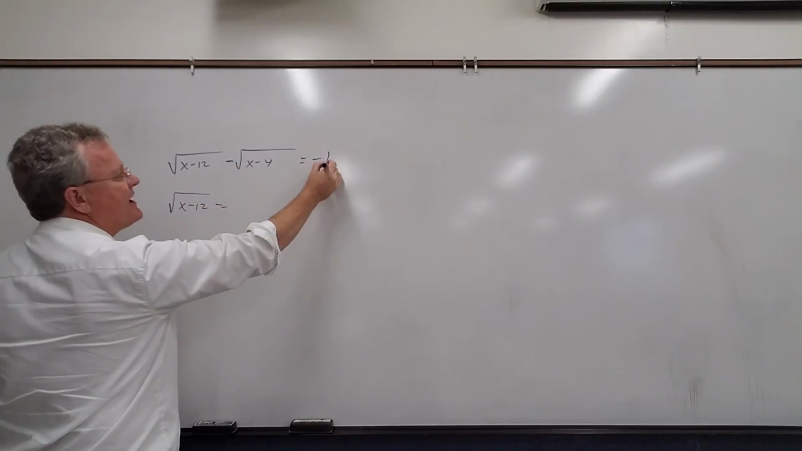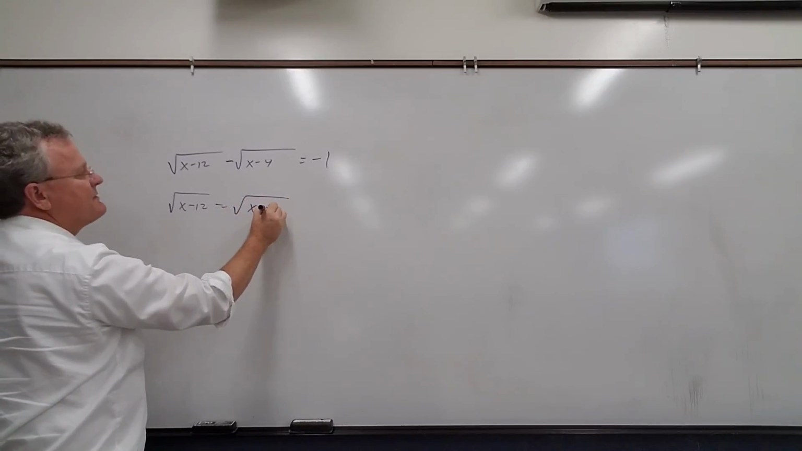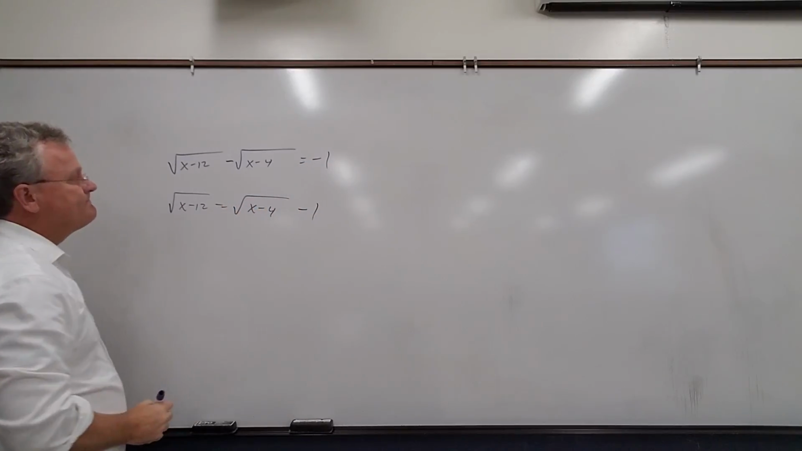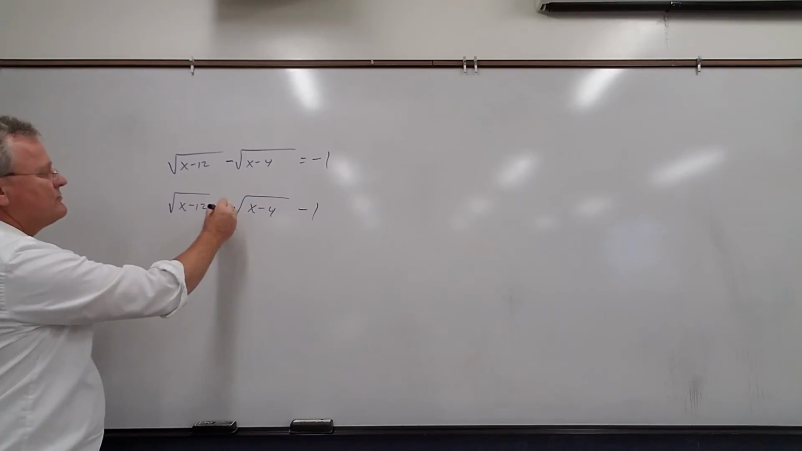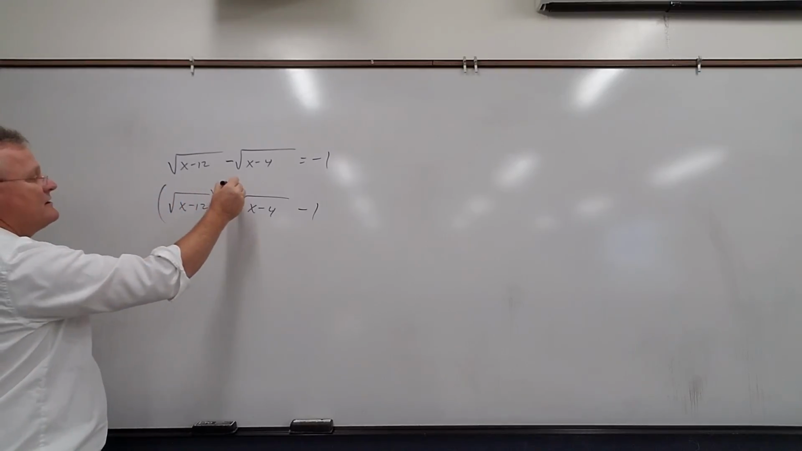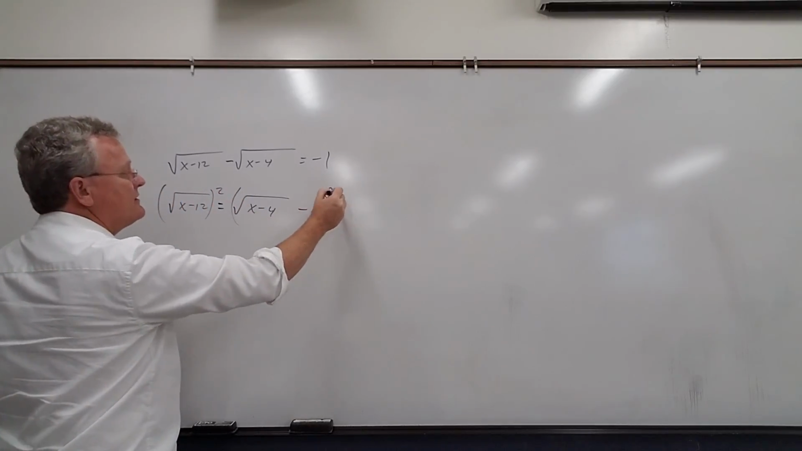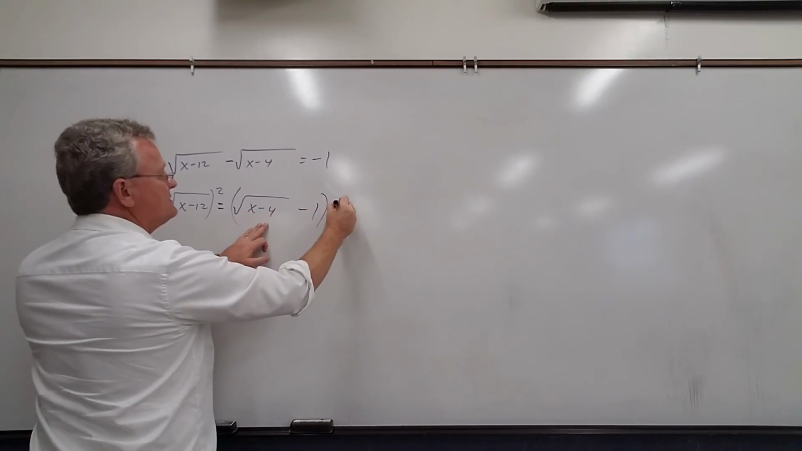So when I add that over, it just becomes positive. And we get the square root of x minus 4 minus 1. Okay, so I just move that over. Now, we square both sides. So I square this side, and I square this side. Remember, squaring this is the same as multiplying twice.